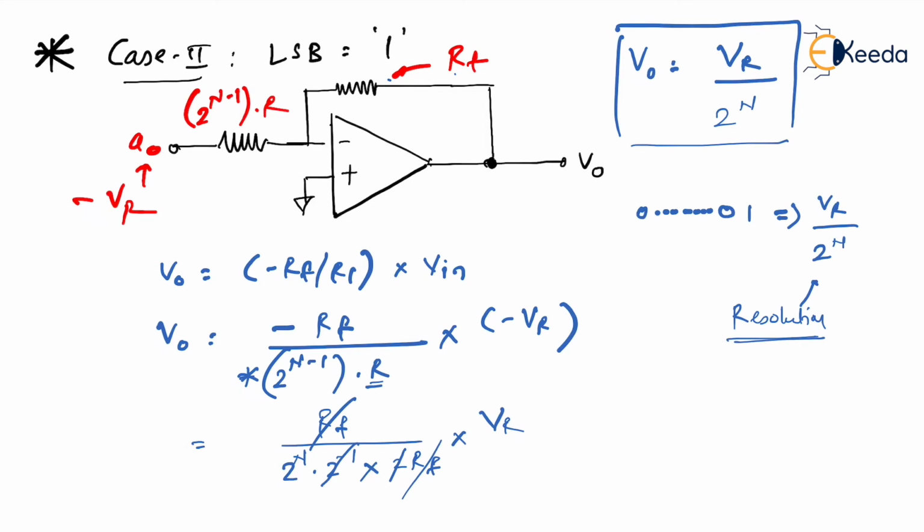Now students get confused because in the first lecture, I made you understand the resolution formula, which was quite different. It was like that: Vr, that is reference voltage. Remember, full scale output voltage is also called as a reference voltage. So Vr divided by 2 raised to n minus 1. So this is also a valid formula and this is also a valid formula. But then students still get confused.